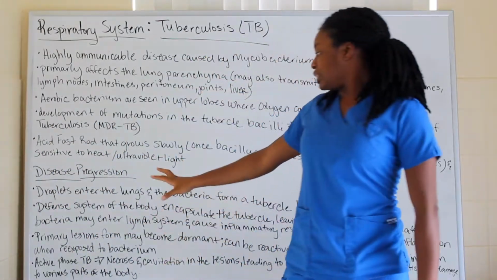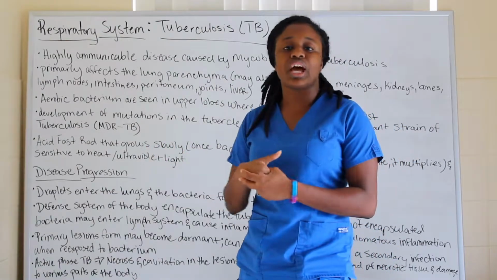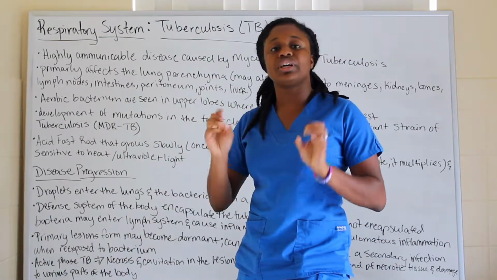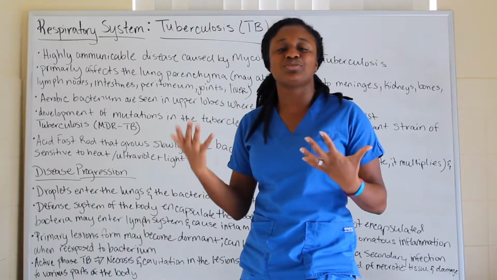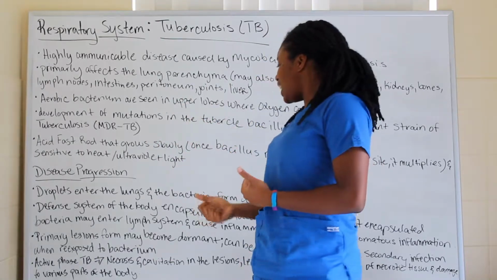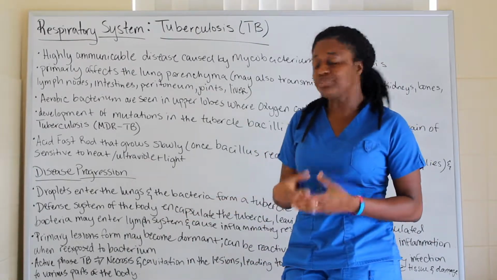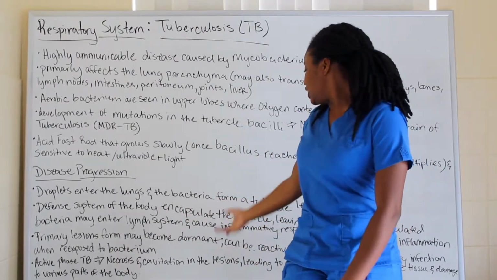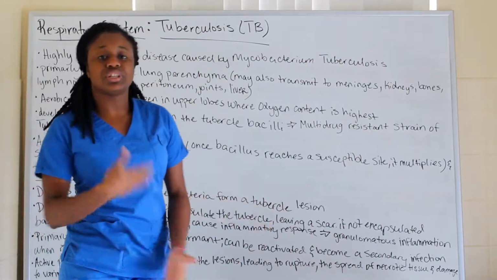Now, the active phase TB, which is the worst possible thing that you can have, because this is when the bacteria is alive and active. It is doing everything that it possibly can do because it is active. With that, you will start to see necrosis, which is pretty much the dying off, and cavitation in the lesions, which leads to rupture and the spread of necrotic tissue and damage throughout the body.